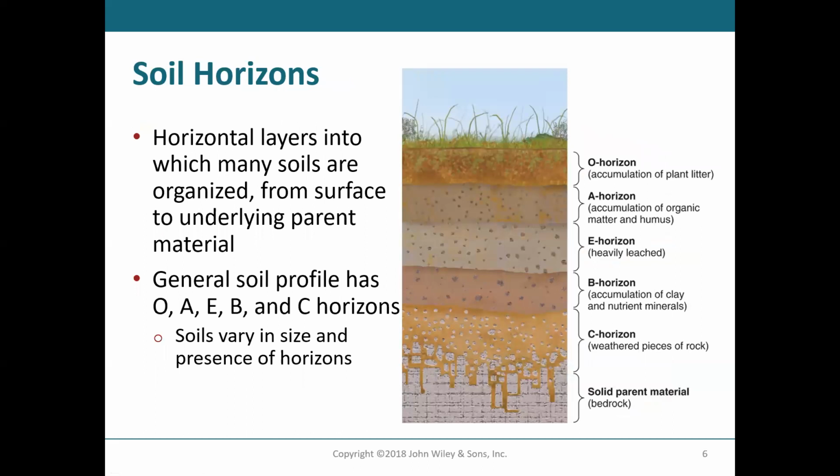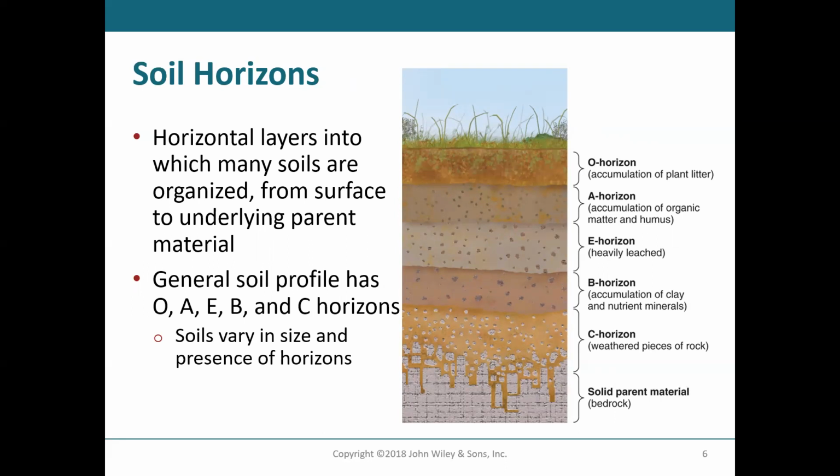Soil horizons. If you were to make a deep vertical cut through a soil piece, you will see that there are distinctive horizontal layers, and we call that soil horizons. A soil profile is a vertical section from surface to parent material showing the soil horizons. So what you see on the right side is a soil profile. And the uppermost layer is the O horizon. It's rich in organic matter. It is primarily filled with plant litter that gradually decays.